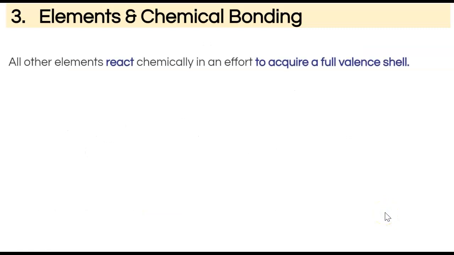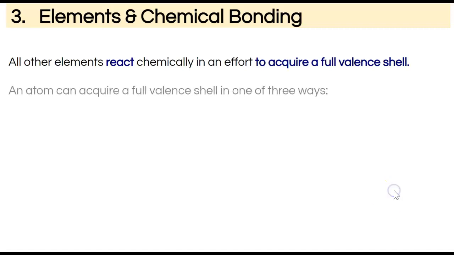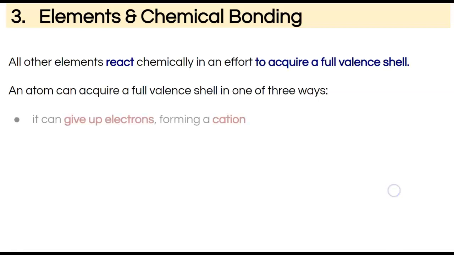Okay, so all other elements aside from the noble gases are going to react chemically, and they're going to react chemically because they want to get that full valence shell. Okay, they want to become stable. Okay, so it can do it, as we've seen before, in a few different ways. This should also feel like review from grade 9 as well, but we're going to just remind you of that before we move on.